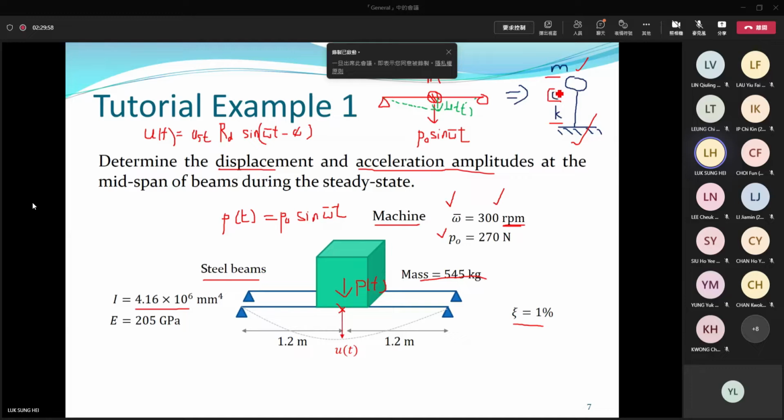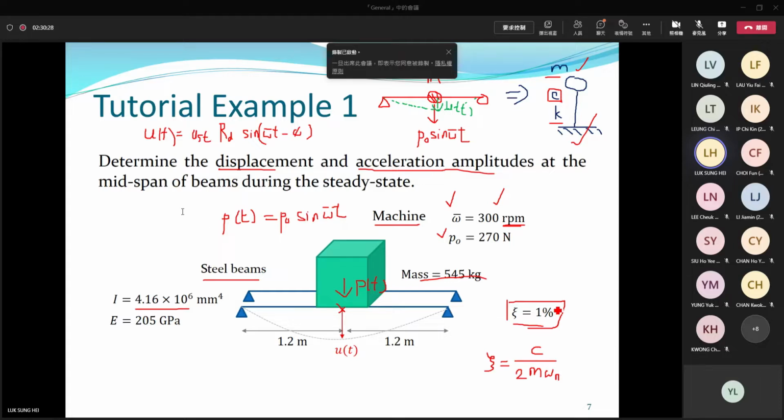Damping coefficient C is related to the damping ratio. What is the relationship? Damping ratio equals C over 2 m omega n. So if you know the damping ratio, normally you can calculate the damping coefficient if necessary. Damping is also given in the problem. K, stiffness, is the main issue in this problem.